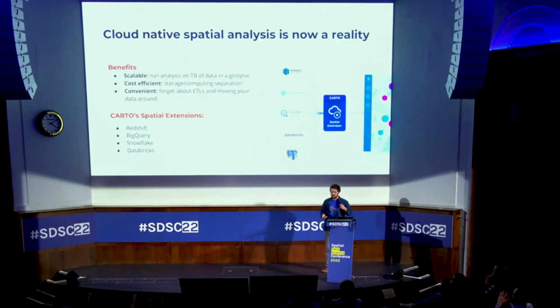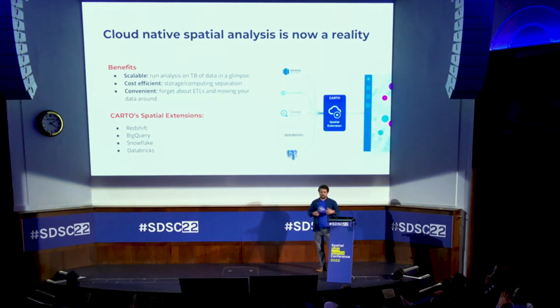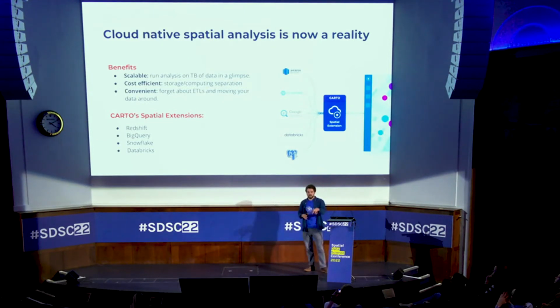This brings three main benefits. Everything is very scalable if done fully cloud-native. You can run an analysis on terabytes of data in a glimpse, very quickly. It's cost efficient: you can separate costs for storage and computation, which is very convenient. And because you don't have to move your data around, you are executing everything on top of your data, so you can forget about ETLs and everything. So it's much easier to use in this sense.